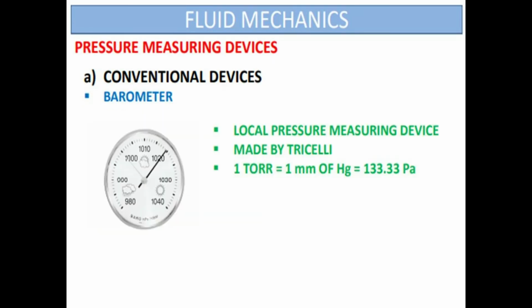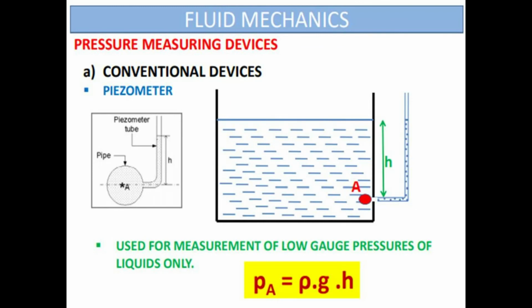First, barometer. This is a local pressure measuring device, made by Torricelli. Pressure here is measured in torr. 1 torr is equal to 1 millimeter of mercury, which is equal to 133.33 pascals. Second, piezometer. This instrument is used for measurement of low gauge pressures of liquids only. Setup of this device is shown here. Piezometer is generally provided at water tanks, to know the water level inside the tank.